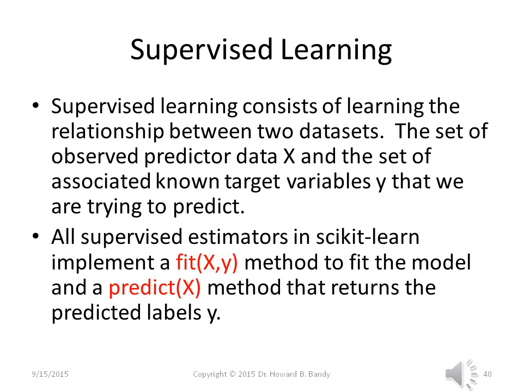Supervised learning consists of learning the relationship between two data sets: the set of observed predictor values, capital X, and the set of associated known target values, lowercase y, that we are trying to predict. All supervised estimators in scikit-learn, that means all machine learning models, implement a fit(X, y) method to fit the model and a predict(X) method that returns the predicted labels. Since there's a common calling interface, it's easy to try out a variety of models.